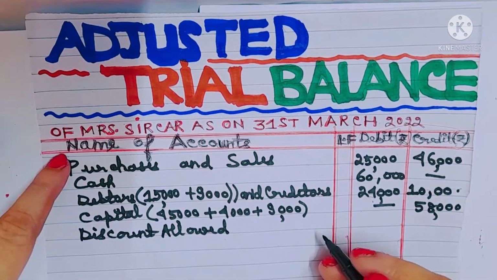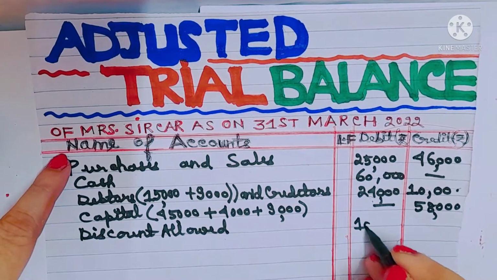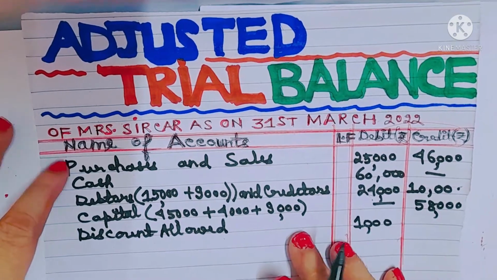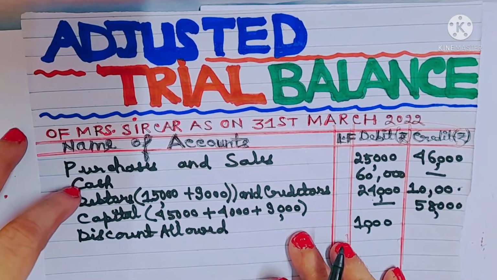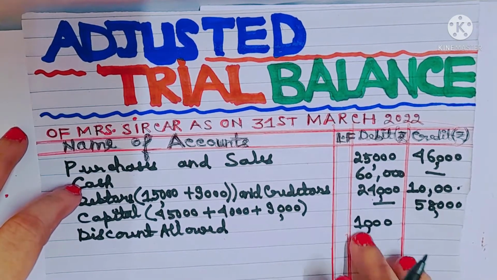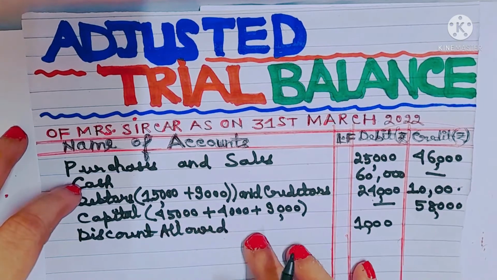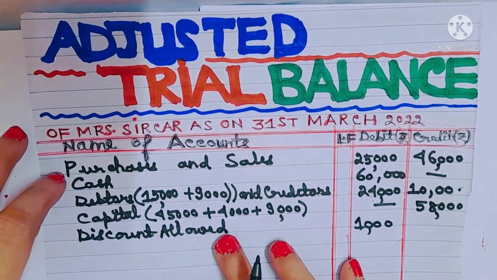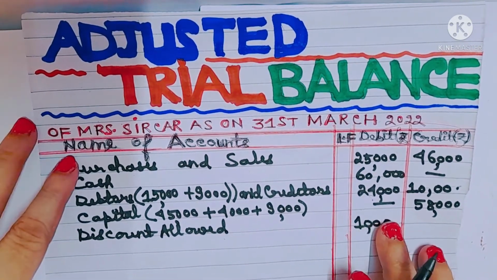Discount allowed is 1,000. Why is discount allowed a debit balance? Because discount allowed comes under nominal account. According to nominal account, all losses and expenses are debited. Here, discount allowed is a loss from the business point of view. So, discount allowed will be debited. Understood? Let's see the next account.